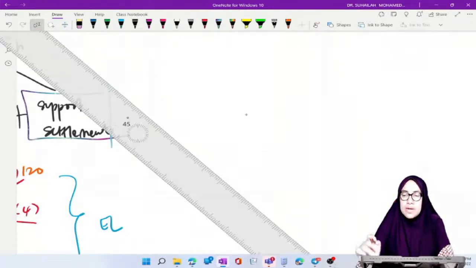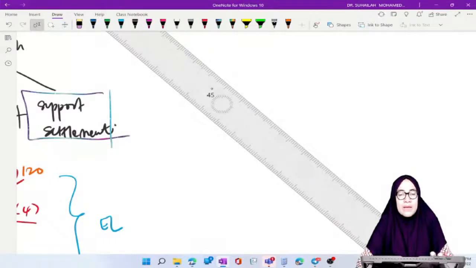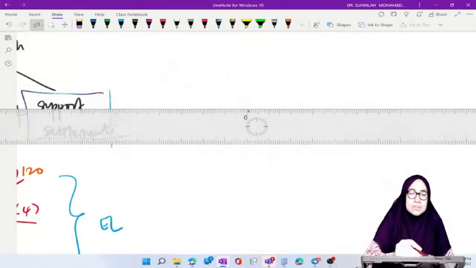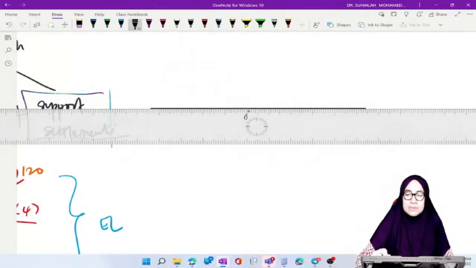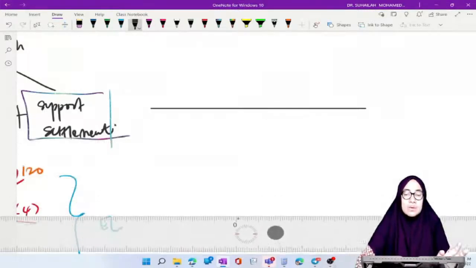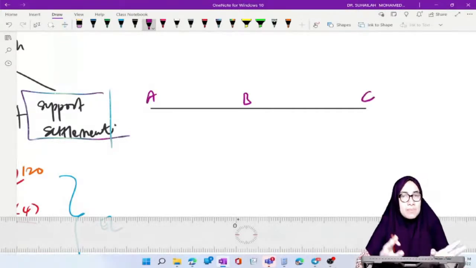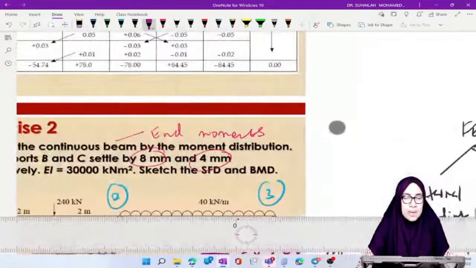The free body diagram is like this. We only have two members, AB and BC. Here is the beam. So this is A, B, and C. AB is 4 meter in length. BC is 6 meter in length. Let's look back at the question.